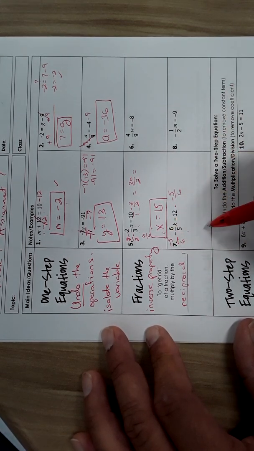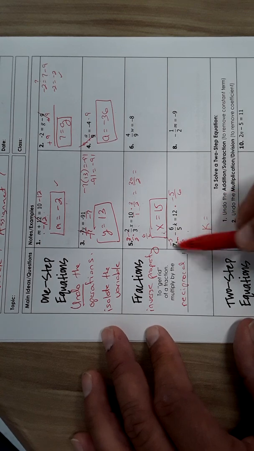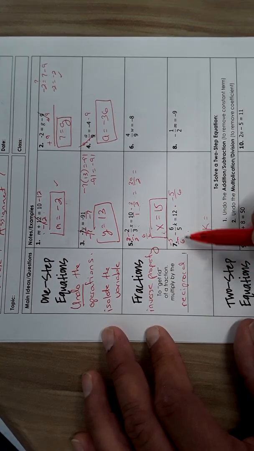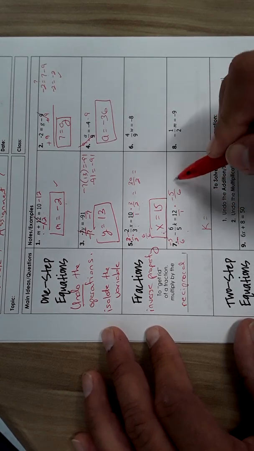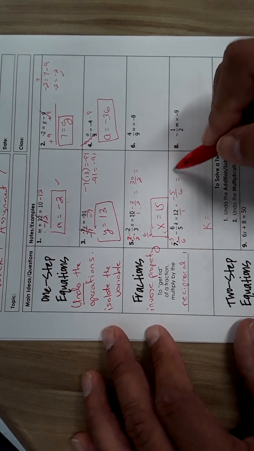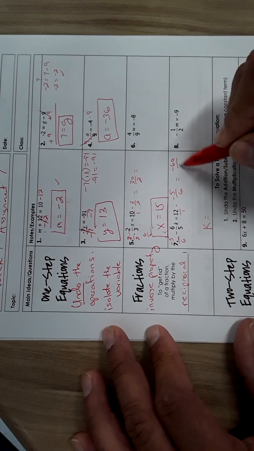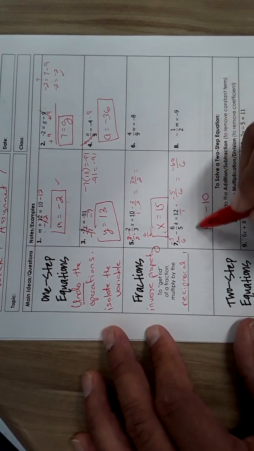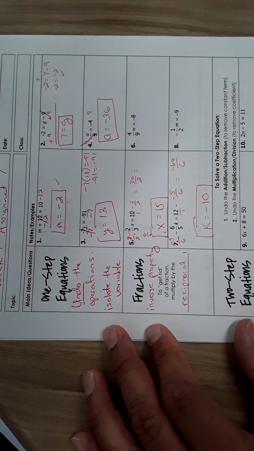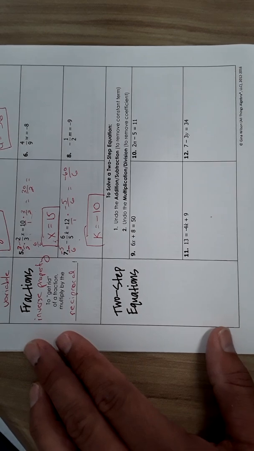Here, you're going to end up with 1k, or just k, because remember, when you multiply by the reciprocal, you get 1. Over here, make them both fractions. Top times top, bottom times bottom, and negative 60 over 6 simplifies to negative 10 if you divide those. All right, one-step equations. Moving on, two-step equations.